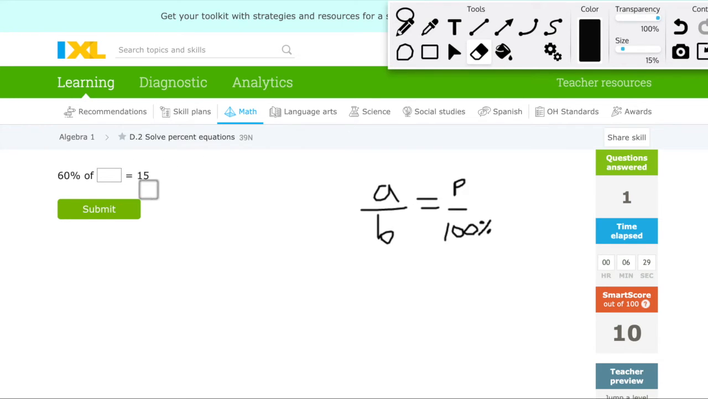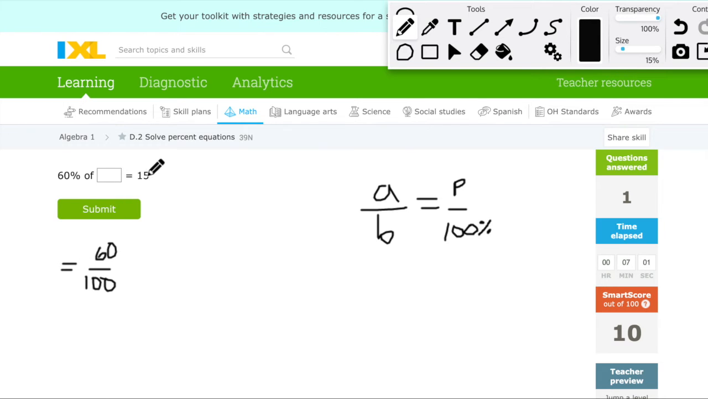Okay, getting set up here. Okay, 60% of something is 15. So we know 60 is the percent we're going to use, so we actually have the P value this time. So as we set up, maybe it will look something like this. 60 over 100 and then equals 15 is the total.